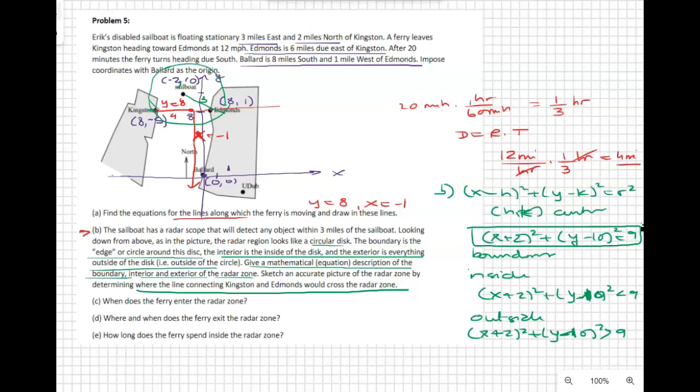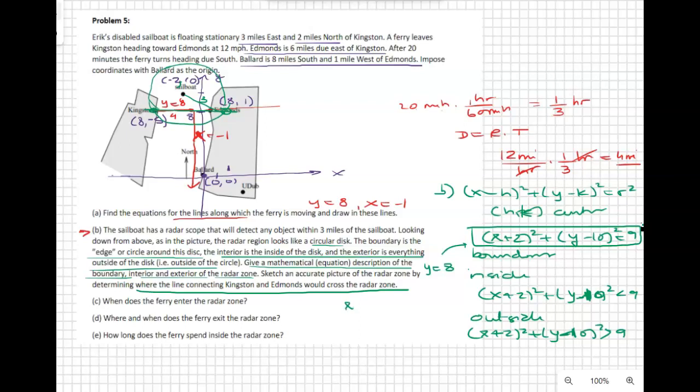Okay, so we've got to figure out where this line is crossing the circle. We know that's when y equals 8. So if we plug y equals 8 into here, then we can figure out where the circle is intersecting that line. Okay, so let's plug that in.